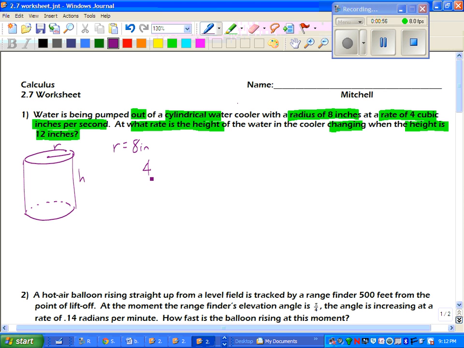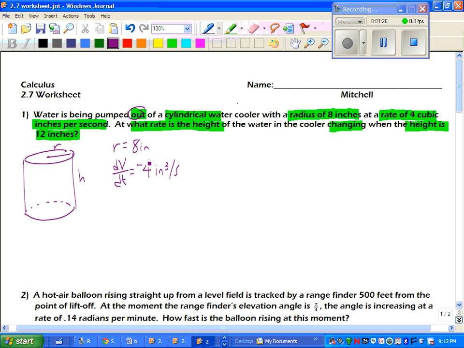So we know this is going to be one of the rates, 4 cubic inches per second. And remember, when we see those cubic units per time, we know that's going to be the rate of change of the volume with respect to time. Since it's getting pumped out of this water cooler, the water level is lowering. The volume in here is getting smaller. So this is going to be a negative value.